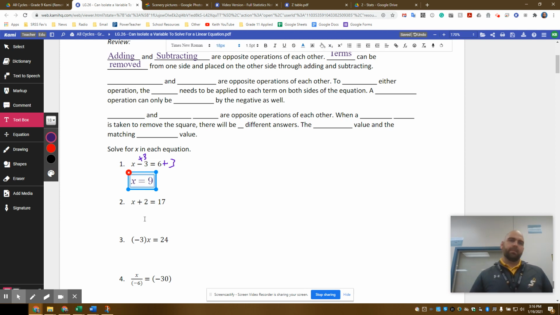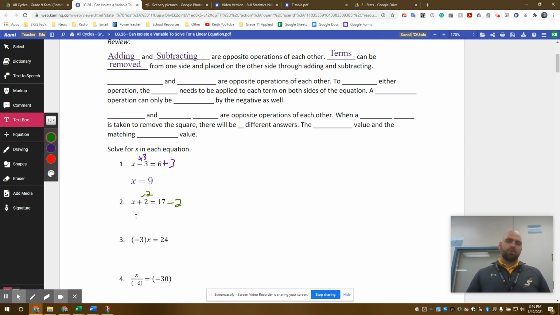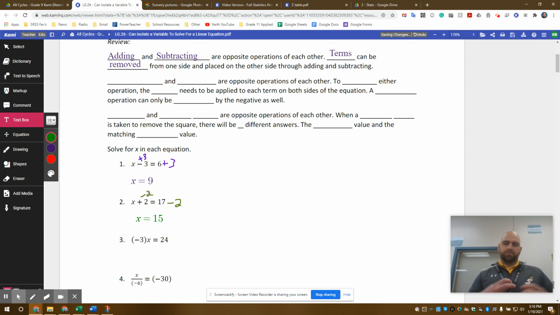If we're adding, so x plus 2, we need to subtract 2 from both sides. Again, the opposite operation, and then that will isolate our x value, and we get that x is equal to 15. Again, to isolate by adding and subtracting, we subtract an entire term. In this case, usually it's just a number or a constant. So we subtract an entire term from there.